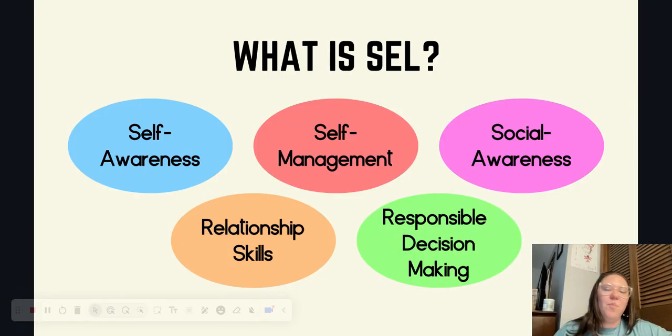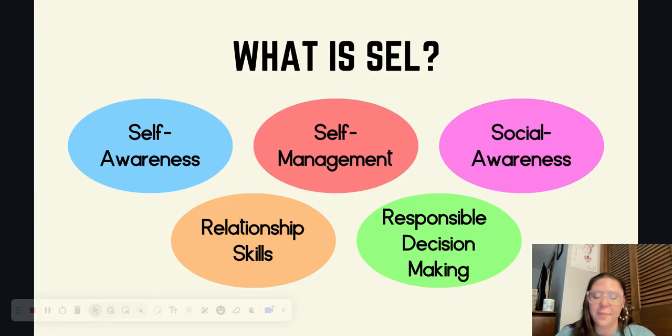So, what is social emotional learning? Well, CASEL, the Collaborative for Academic, Social, and Emotional Learning, defines SEL as the process through which individuals, both children and adults, develop essential skills to understand and manage emotions, build positive relationships, make responsible decisions, and set and achieve goals.